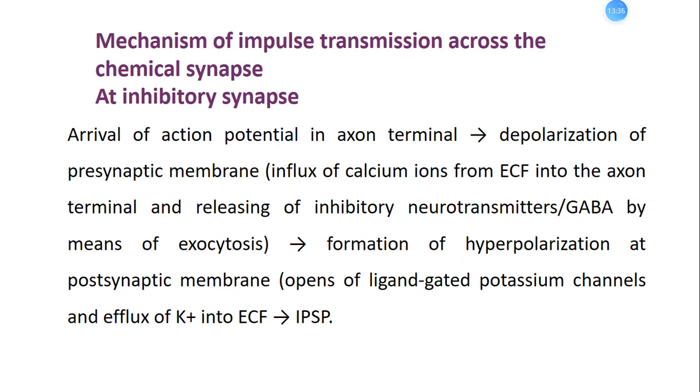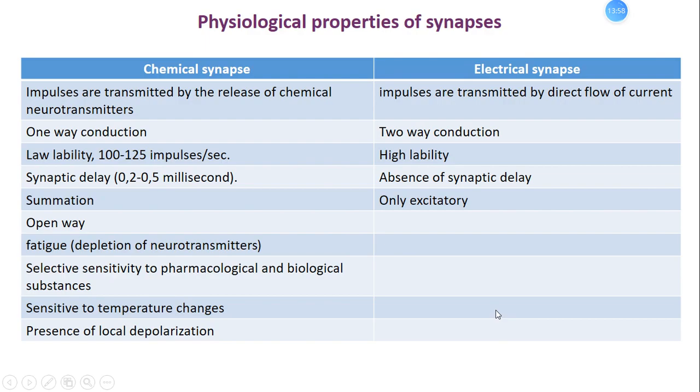Then the inside of the postsynaptic neuron is more negative and becomes hyperpolarized, and it is difficult to generate an action potential. Then IPSP, inhibitory postsynaptic potential, develops, and synaptic transmission is inhibited at this site. And here we have some properties of synapses, where we compare chemical and electrical synapses.